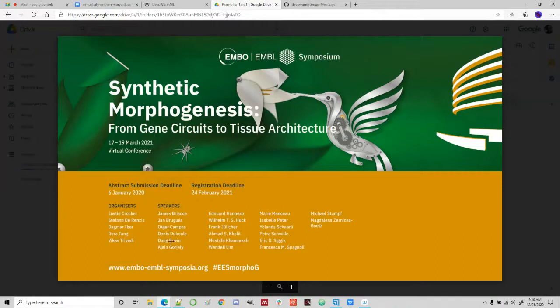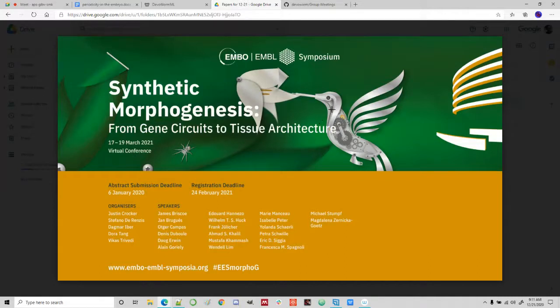But it looks like there are a lot of good speakers here. And they're going to be talking about different topics in this area. I don't really know what the agenda looks like yet. So if you go to this website, you can find out more. I was thinking of maybe submitting something to this, but we'll see. It's probably something maybe we're doing already, but if you have a good idea for that, let me know. I don't know if we would get accepted, because when they say from Gene Circuits to Tissue Architecture, it's hard to know what they're looking for.